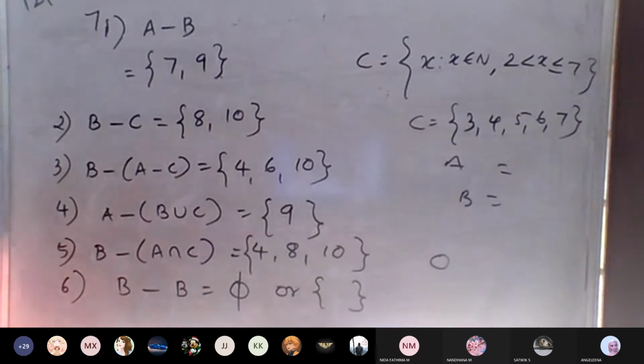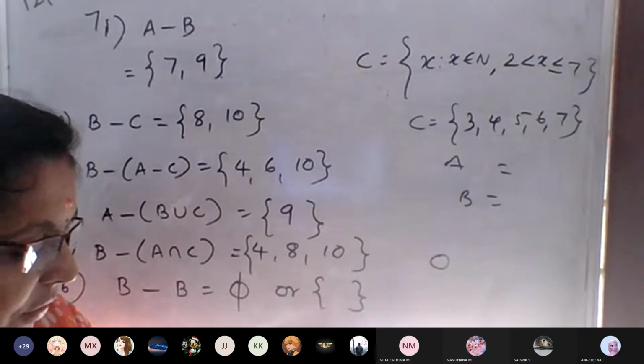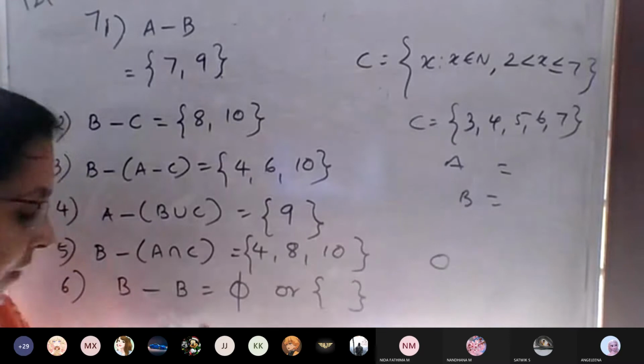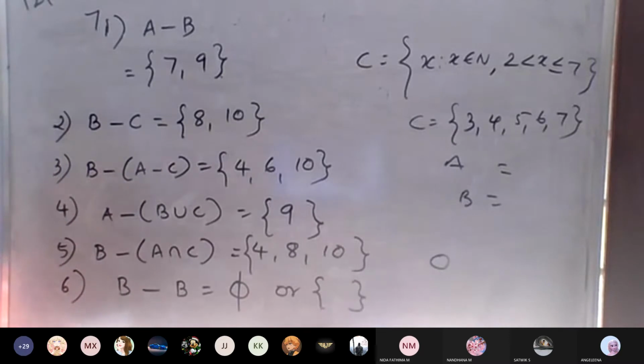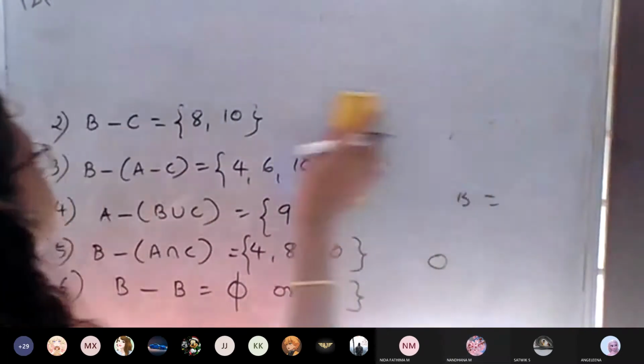Then the 8th is what? Verify. Both answers you will get the same. A minus B union C, you will get one answer, and that same answer you will get for A minus B intersection A minus C. Have you done the 8th and 9th? Verify whether both answers are the same or not. Yes, they are the same.